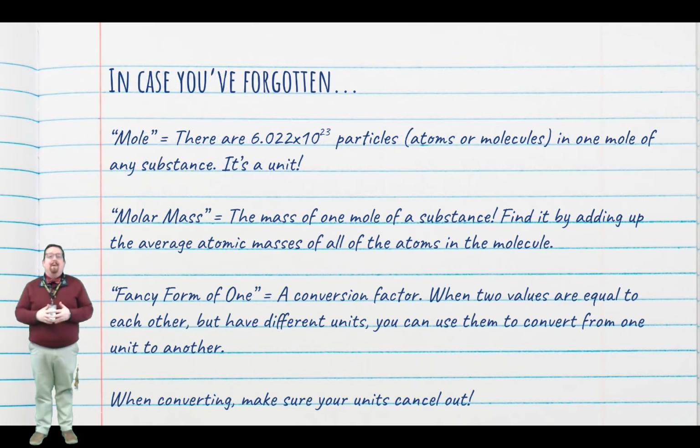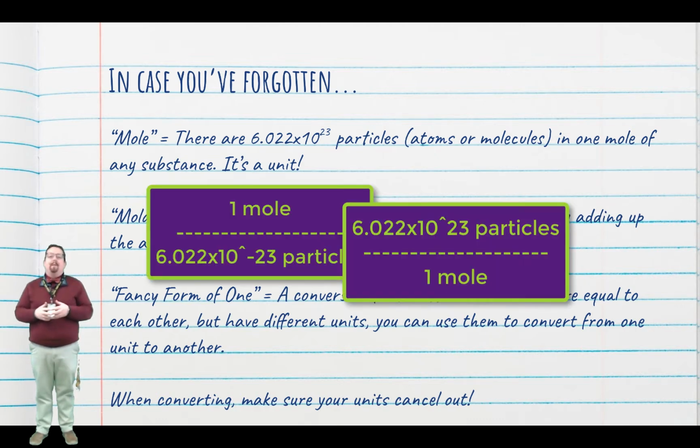First things first, let's reminisce on a few items. A while ago, we learned that a mole is 6.022 times 10 to the 23 particles. Those particles could be atoms or molecules depending on the substance we're talking about. It's nothing more than a unit. We can use this to convert between moles and particles of a substance by creating a fancy form of 1. If 1 mole equals 6.022 times 10 to the 23 particles, then we can create these two fancy forms of 1. We would then take this and multiply it by some information we're given in a story problem.